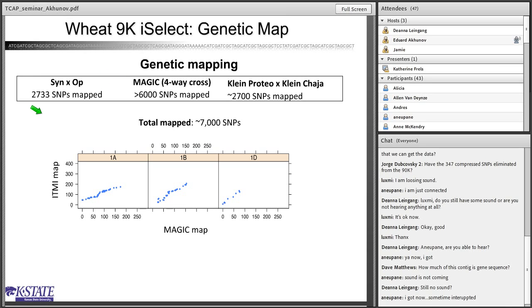And just for comparison, it's a comparison of the synthetic Apata map with the MAGIC map. You may see that they're actually producing quite collinear results, and there are not that many SNPs that are ordered differently between these two mapping populations, which helped us to integrate the maps together into one reference map.